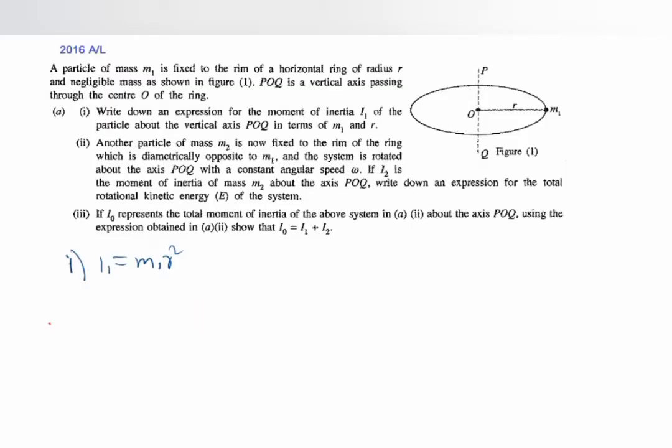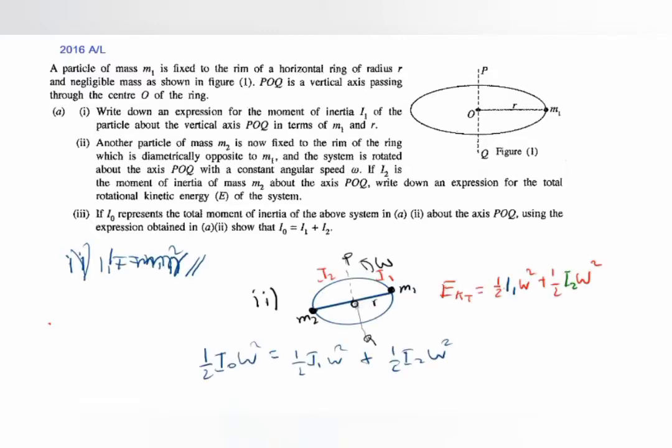Something you have to remember for a system is that it is always the same angular velocity for all the particles. I have already written these things. Let's go for the analysis now. M1 and M2 are on opposite sides at the radius, and this one provides some I2 and this one I1, about the P or Q axis.